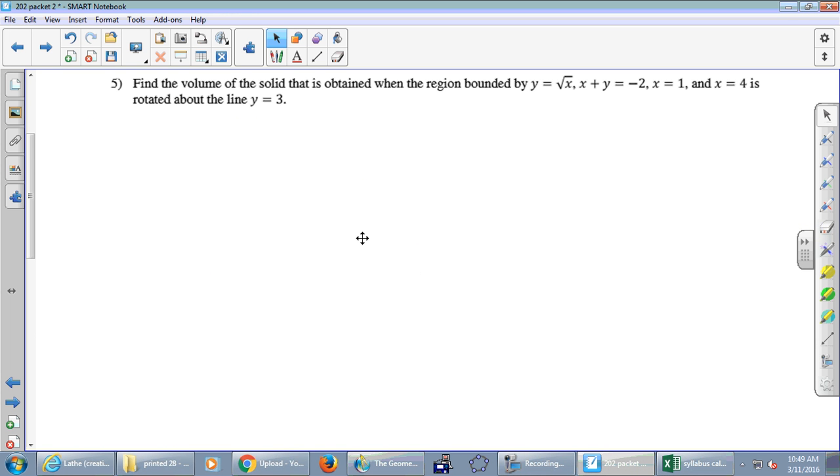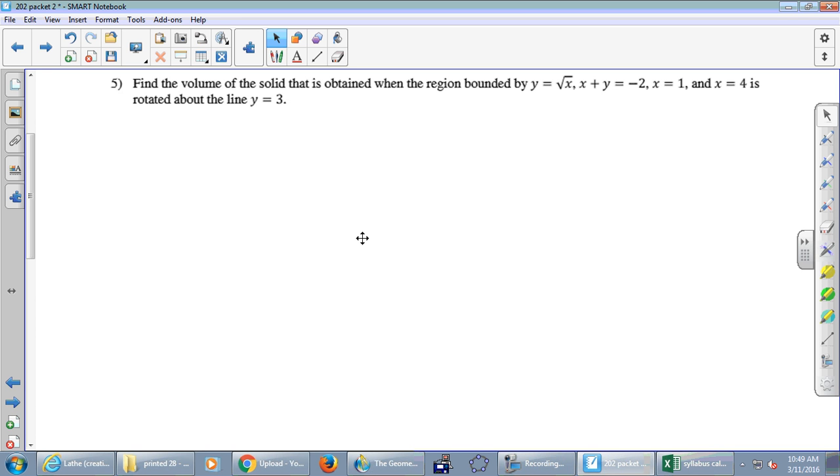All right, so number 5. Find the volume of the solid that is obtained when the region bounded by y equals the square root of x, x plus y equals -2, x equals 1, and x equals 4 is rotated about the line y equals 3. So we've got that set up and just a blank piece of paper in front of us.